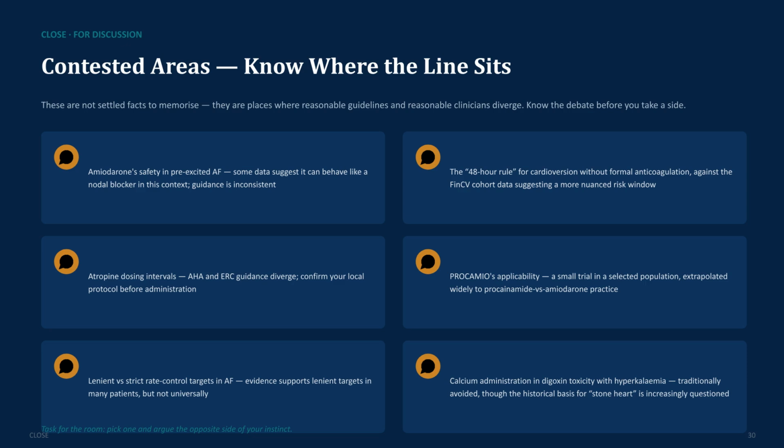We have reached our segment on contested areas. These are not settled facts, but places where expert guidance and clinical practice often diverge. We will cover topics like amiodarone safety and pre-excited AF, the 48-hour rule for cardioversion, and variable protocols for atropine dosing and rate control targets.